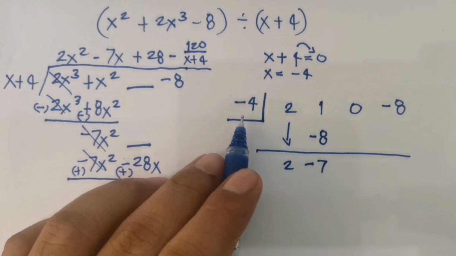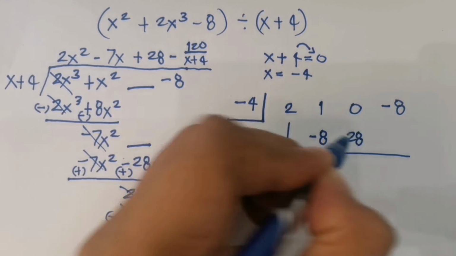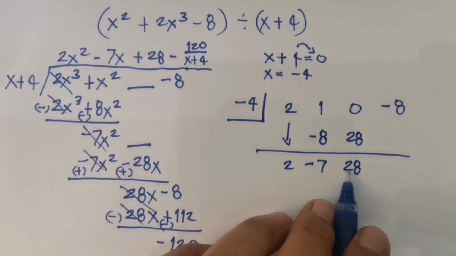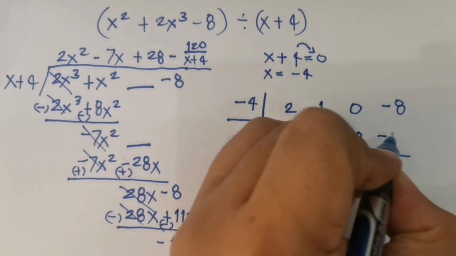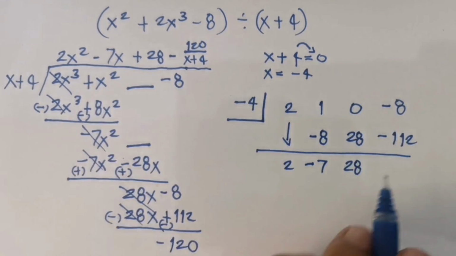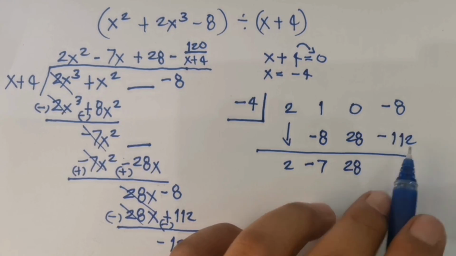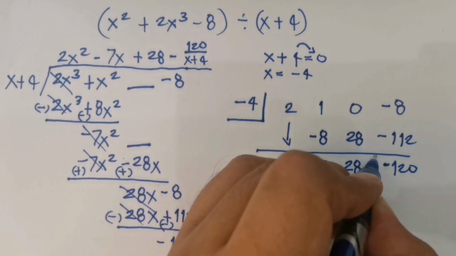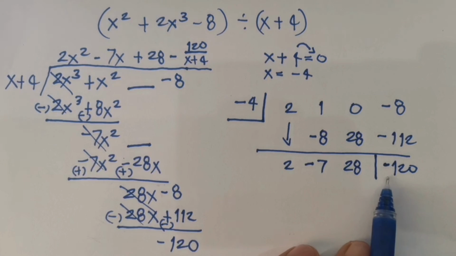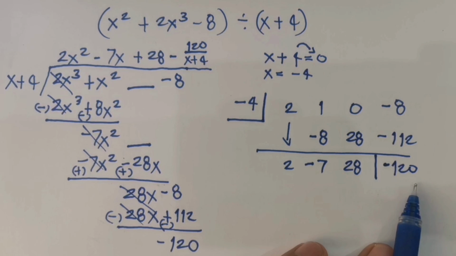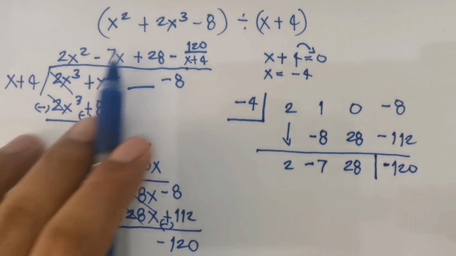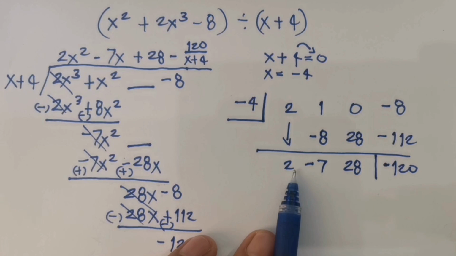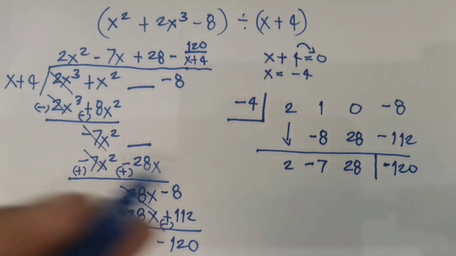Negative 7 times negative 4 is 28. 0 plus 28 is 28. 28 times negative 4 is negative 112. Then we add negative 8 plus negative 112 is negative 120. So put a bar here. So meaning negative 120 is our remainder. Okay, so the highest degree in our dividend is 3. So meaning the variable here will be raised to the second power. Minus lang tayo ng 1.